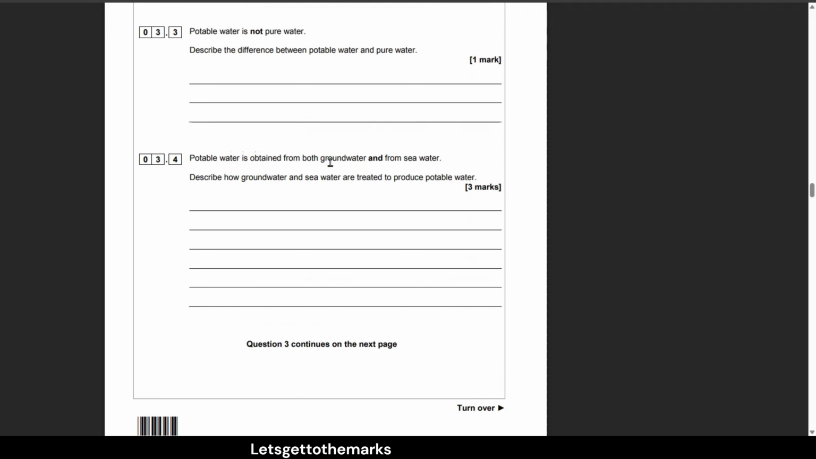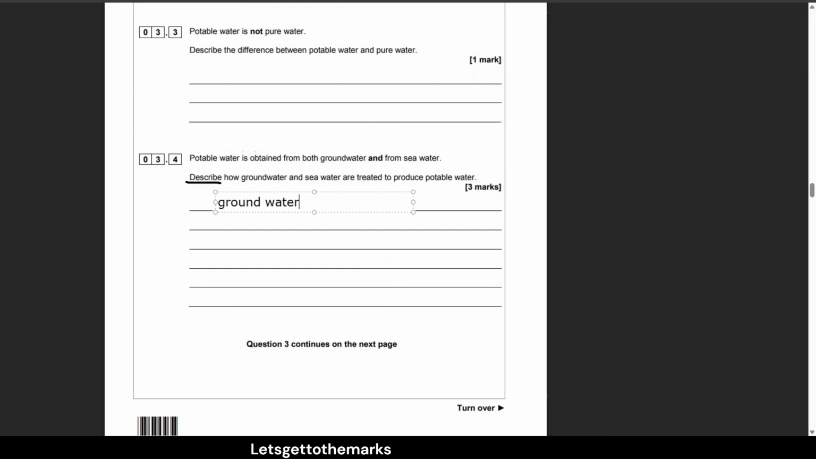3.4. Potable water is obtained from both groundwater and from seawater. Describe how groundwater and seawater are treated to produce potable water. So it's 3 marks and it's just describe. We don't need to explain. So we just need to say what happens. So groundwater, how is it treated to produce potable water?